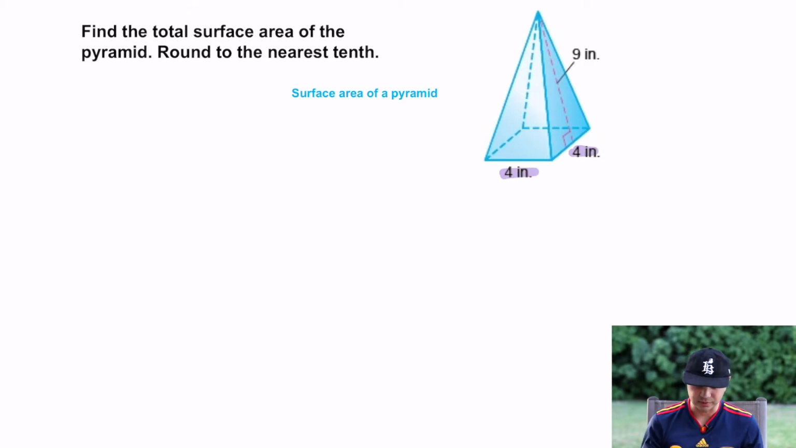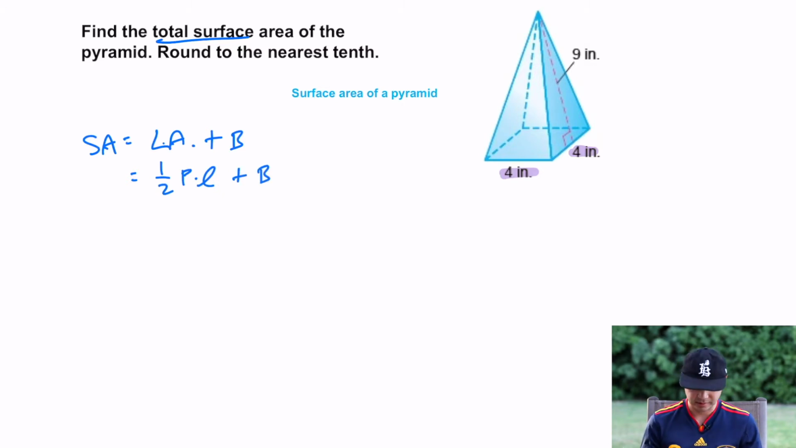Okay, so we can use the formula we learned before. So total surface area is going to equal the lateral area plus the base area. So I'm going to write this out first. So lateral area is 1/2 times the perimeter times the slant height plus the base area. Okay, so let's just work through this. 1/2 times the perimeter. Perimeter of this square base, that's 4 by 4 by 4 by 4. That's going to be 16. So 16. And the slant height is given as 9 inches.